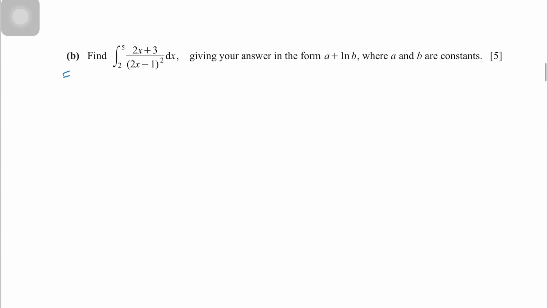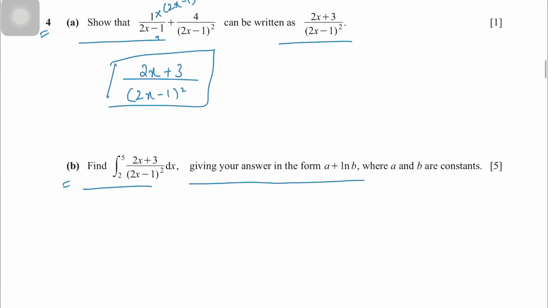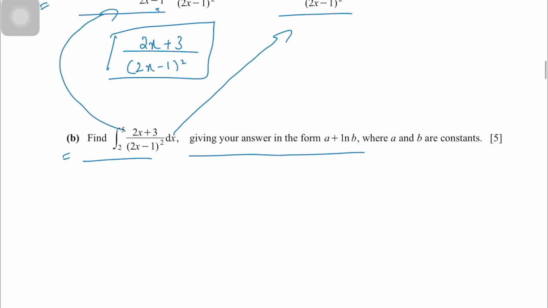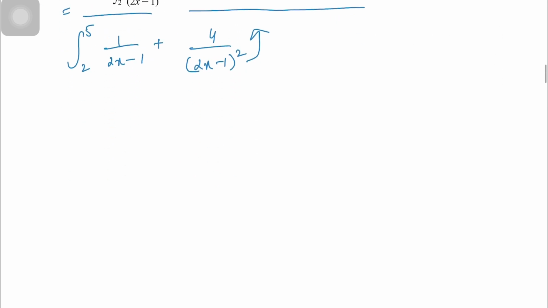Moving on to part B, we have find this, giving your answer in the form a plus ln b. Now this looks similar to this. We'll be using these parts. So this can be written as the integral from 2 to 5 of 1 over 2x minus 1 plus 4 over 2x minus 1 whole squared. We can take this above, so this would be written as 1 over 2x minus 1 plus 4 times 2x minus 1 to the power of negative 2. Now we can solve this.